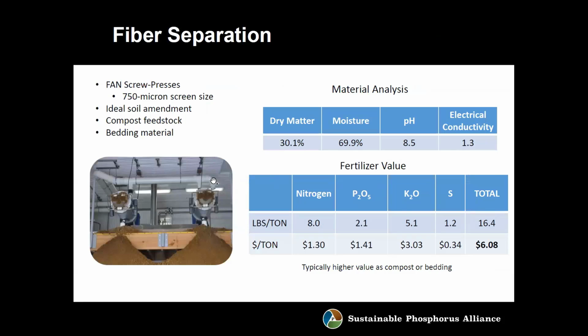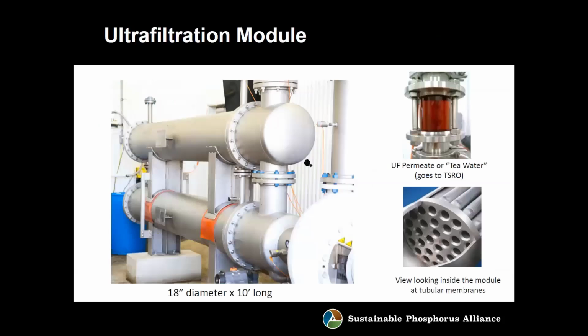So this is just some analysis on the dry material coming out, which shows you that it's about 30% dry matter. It does contain some phosphorus, as well as some other nutrients. Again, it has some value as a compost feedstock, or many dairies fed their cows on that material.